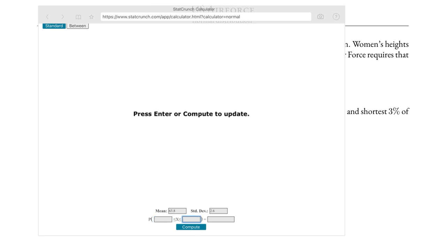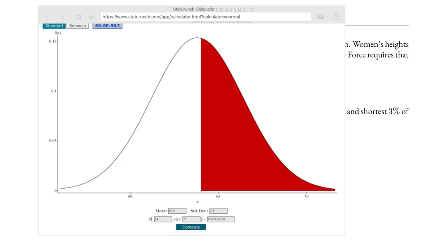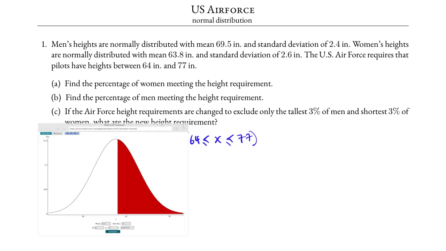The two x values that we are interested in are 64 for the lower limit and the upper limit is 77. And so we're looking for the probability that 64 is less than x and is less than 77. Once we input everything, we can hit compute. StatCrunch calculator will then give us the probability of 0.4693, rounded to 4 decimal places.